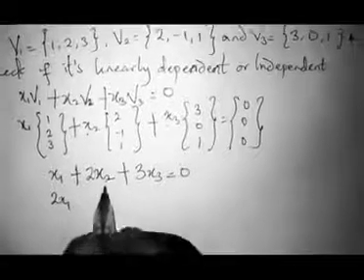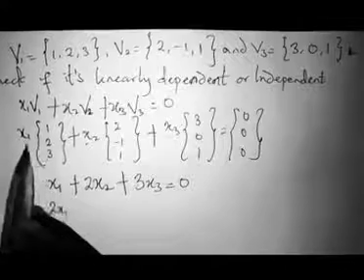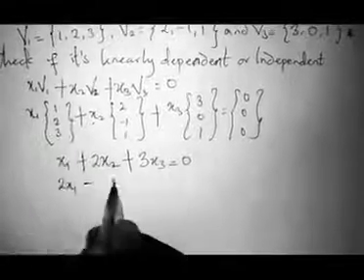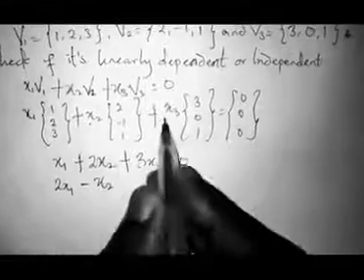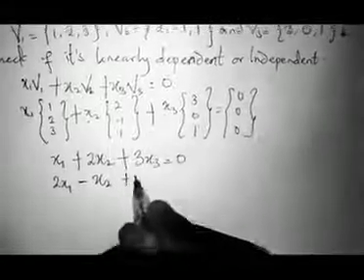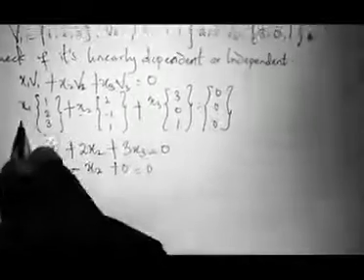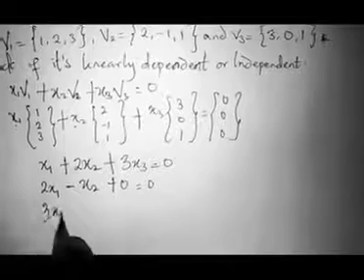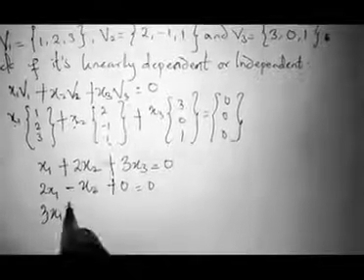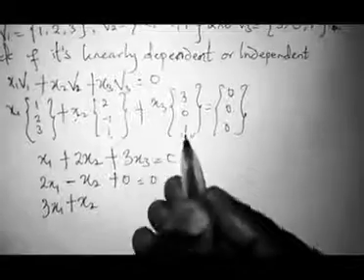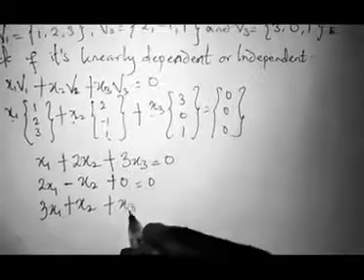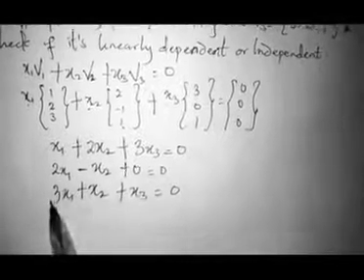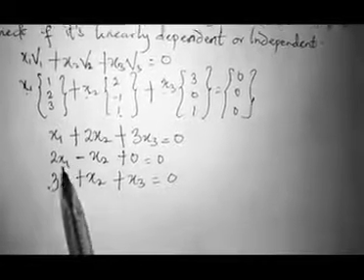2x1. Then the next one, which is what? x2 times minus 1, which will give us minus x2. Then x3 times 0, which will give 0, equals 0. Then x1 times x3 will give 3x1. x2 times this will give plus x2. Then x3 times 1 also will give us x3 equals 0.